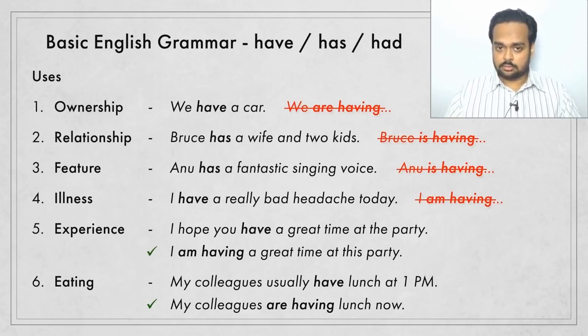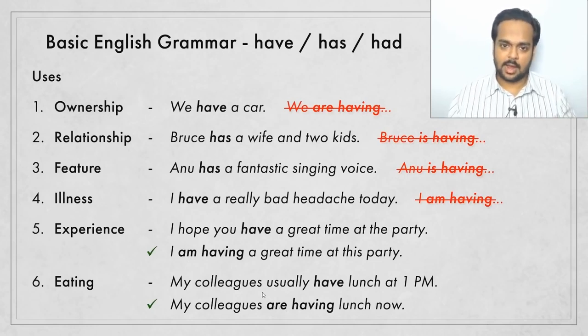Also, you can talk about the past. That is, you can use past continuous forms with experiences or to talk about eating and drinking. By that I mean you can say, I was having a great time at the party, but then I had to leave. Okay, was having is a past tense use. My colleagues were having lunch when our boss came into the office and told everybody to get back to work. Okay, so my colleagues were having lunch is a past tense use.